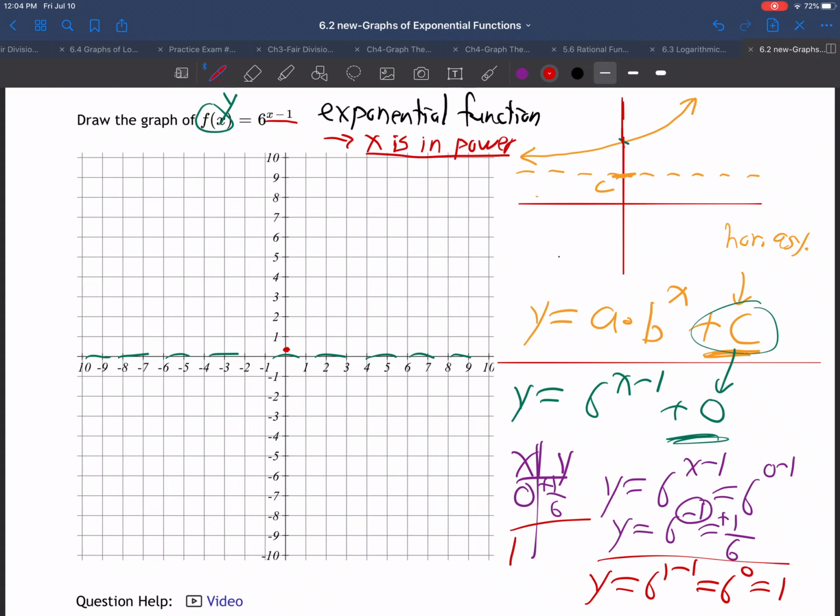Are you aware of that? Anything to the 0 power is just 1. So you're going to need to know that. So very important rule. Let me just write that. Anything to the 0 power is 1, and anything to a negative power is 1 over the thing to the positive power. It flips it.